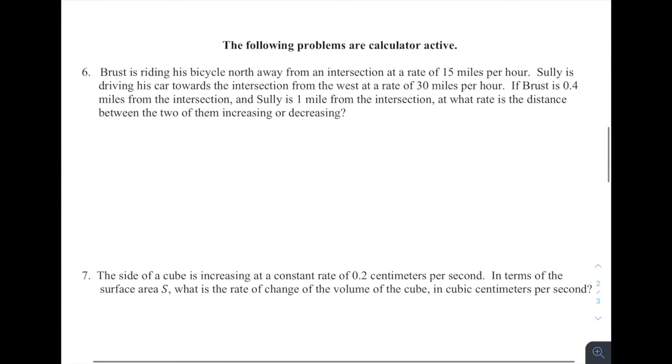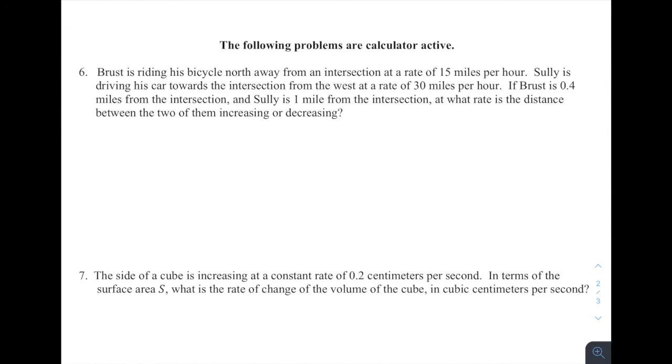Cool. All right, the following problems are calculator active. So you're allowed to use your calculators on each of these.